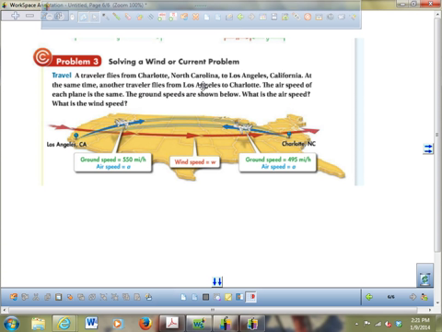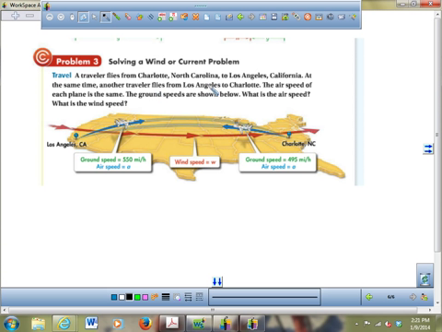A traveler flies from Charlotte, North Carolina, to Los Angeles, California. Another traveler, going the same distance, goes from Los Angeles to Charlotte at the same time. The airspeed of each plane is the same, okay? The ground speeds are shown below. That's the speed in relation to the ground. So if I looked up in the air and watched this plane, that's how fast it's passing along the ground. What is the airspeed? What is the wind speed?